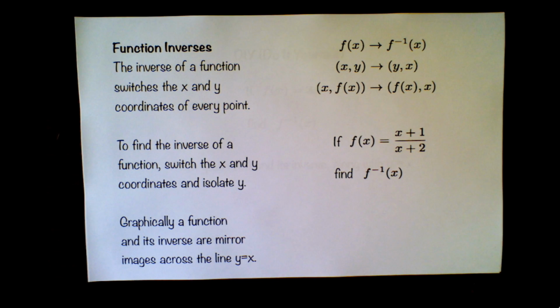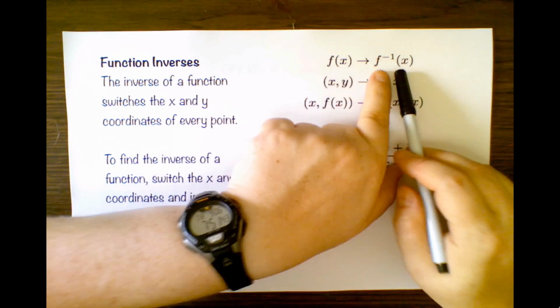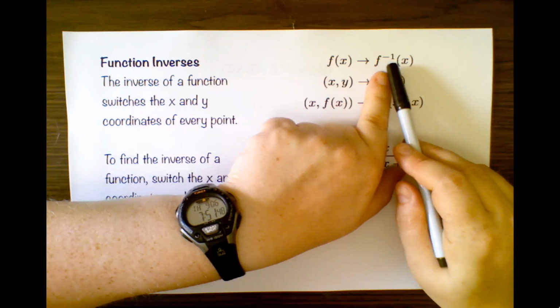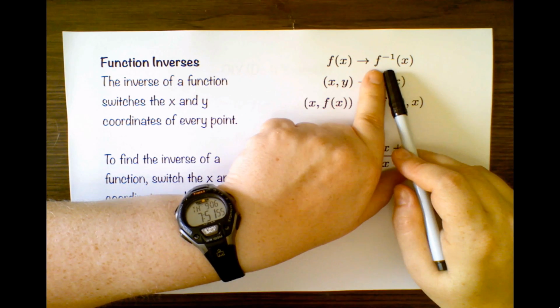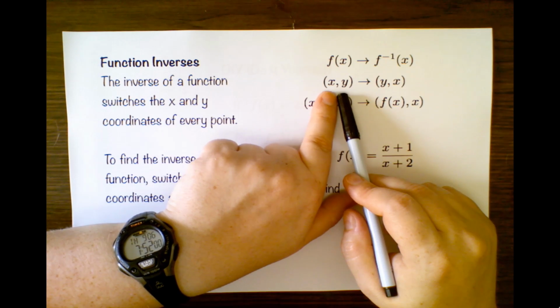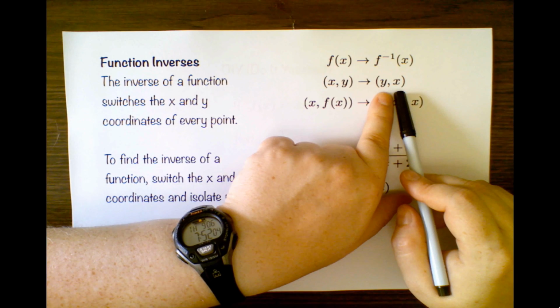The last thing I want to talk about is function inverses. So the inverse of a function just switches the x and y coordinates of every single point. So if we wanted to go from f of x to f inverse of x, and notice the notation. Unfortunately, there are only so many ways to write things. I know sometimes this doesn't mean the reciprocal. It means the inverse. And so if all the points in f look like x comma y, in the inverse of f, they're going to look like y comma x.